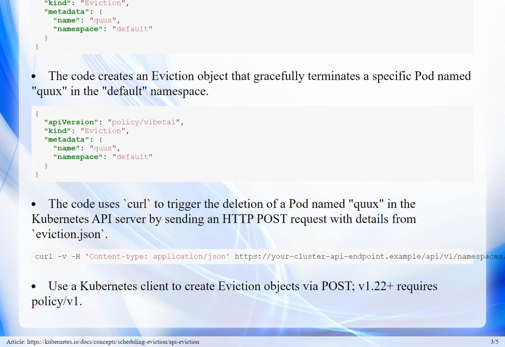You can interact with the Kubernetes API through a Kubernetes language client to create an eviction object by using a POST request, as demonstrated using versions policy v1 and policy v1beta1. It's important to note that from version 1.22 onward, policy v1 should be used because policy v1beta1 is deprecated. When dealing with earlier versions, policy v1beta1 is necessary.